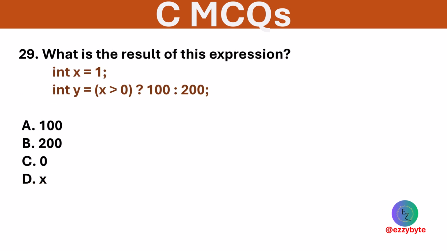What is the result of the following expression? Options are 100, 200, 0 and x. Option A is correct. Since x is greater than 0, the condition is true, so 100 is assigned.